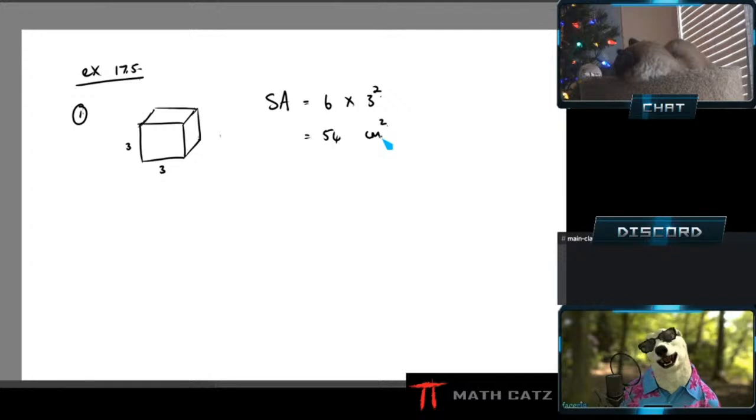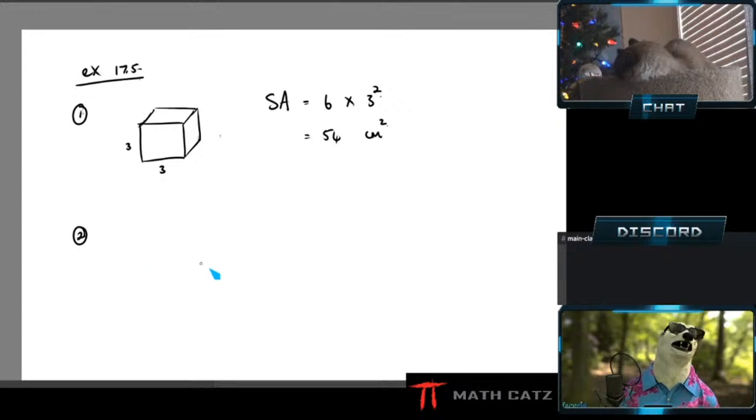Do check if the question wants you to write the units, because be surprised. Sometimes I want to check. Do you understand that surface area is units squared? It's an area, even though I am looking at a three-dimensional object. We're not doing volume in this question. We'll do that tomorrow. We're asking an area question. So by testing if you know the units, I am just verifying if you really understand what we're calculating here.